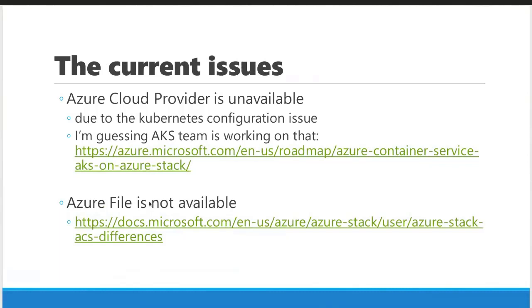At first, and this is the most important issue, Azure Cloud Provider is unavailable in OpenShift on Azure Stack. This is due to the Kubernetes configuration, so we have to wait for the upstream fix. Since Microsoft says AKS, the Microsoft managed service for Kubernetes, will be supported in Azure Stack, I'm guessing it will be fixed, but I'm not sure of the details. Another issue is that Azure File is not available in Azure Stack. This is not specific to OpenShift. Azure File is generally not available at this point on Azure Stack.